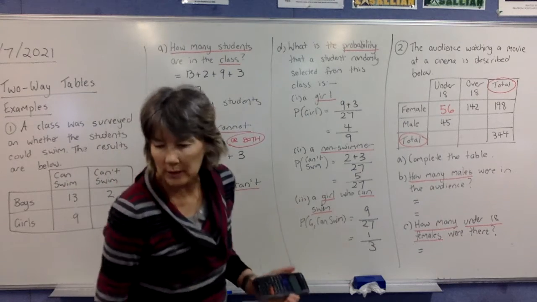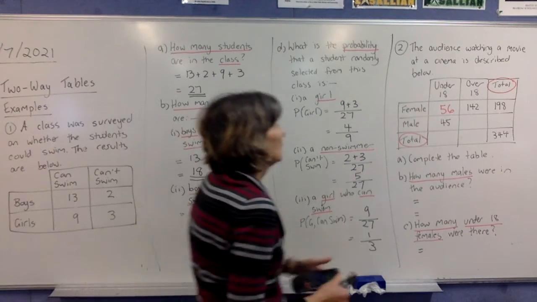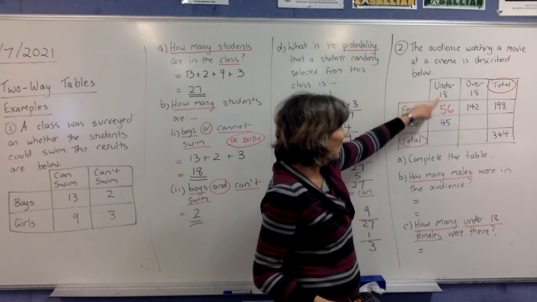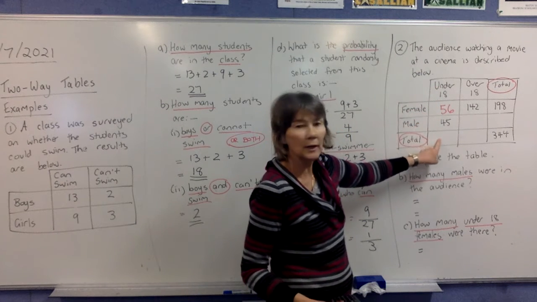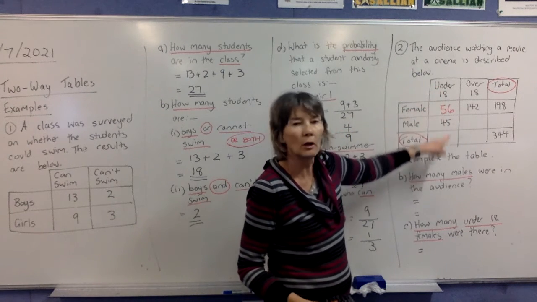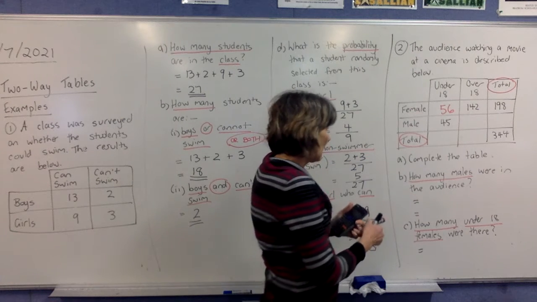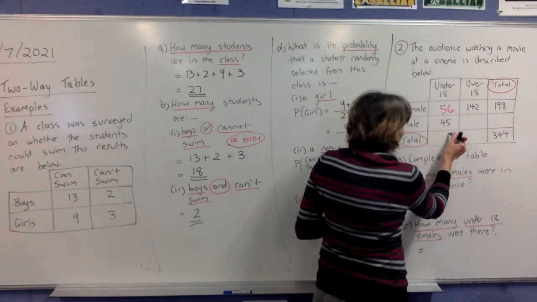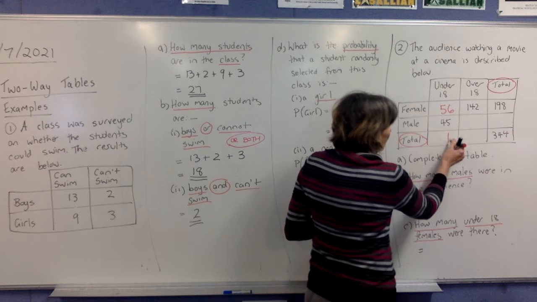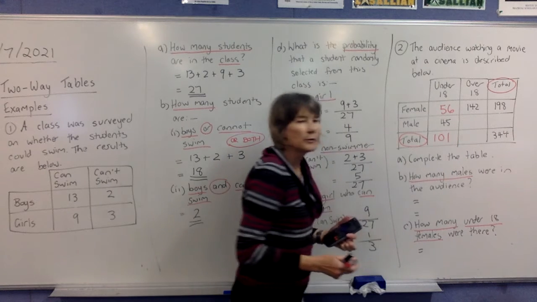Alright, now if we look down this direction, we're going to total these up to get our total of that column there. So if we add those up, you can use your calculator. I'm going to put the answers in red. We get 101.